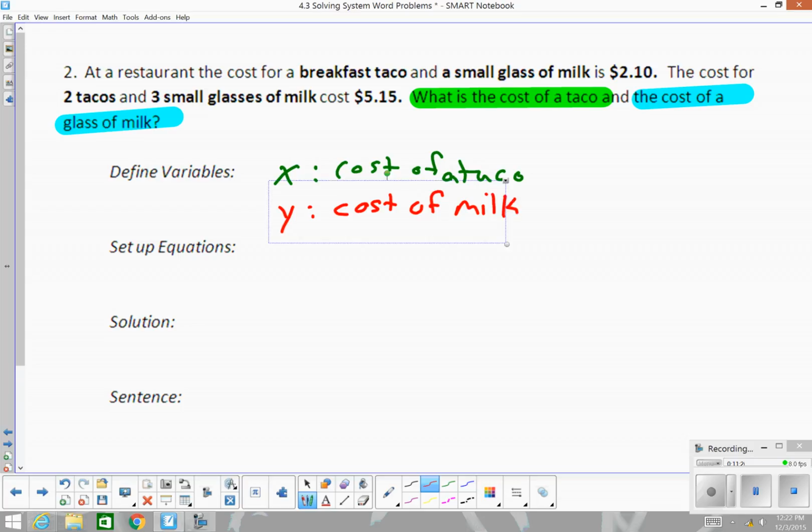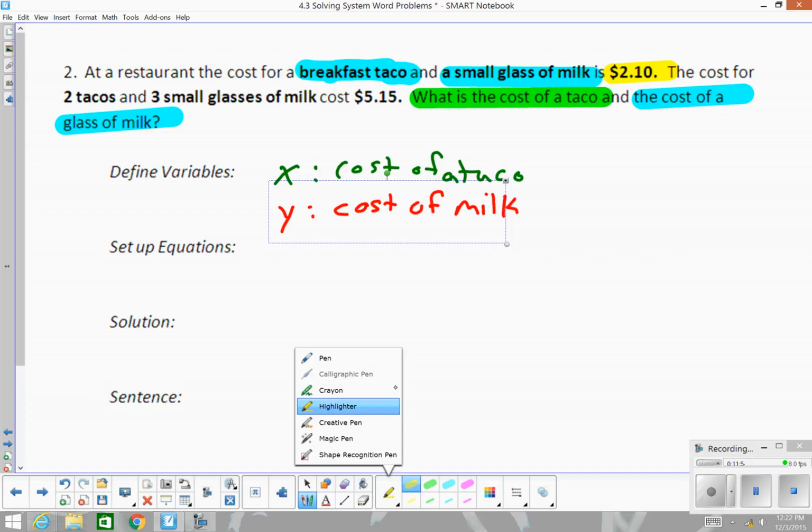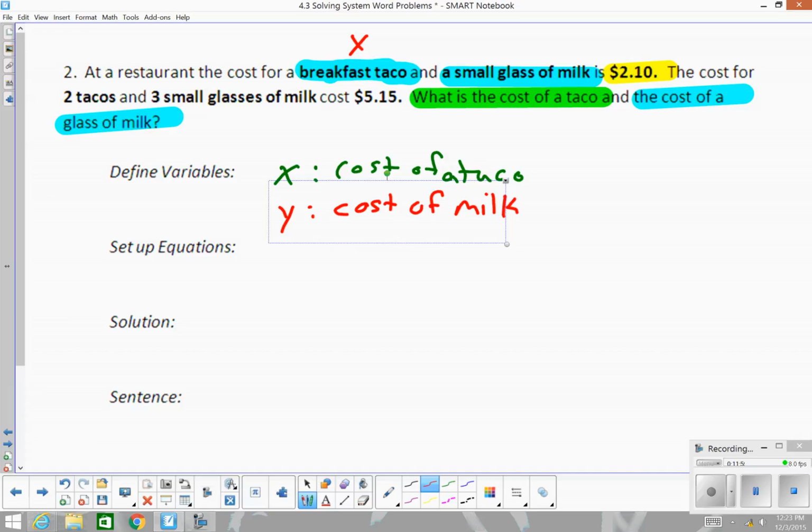Okay, awesome. So now this is going to be a little bit different, but we're going to set our equation up in a similar fashion. So let's go back to the first sentence. That first sentence is going to give us one equation. So it says 1 breakfast taco, or egg breakfast taco, a small glass of milk, is $2.10. So I'm saying 1 breakfast taco, so that's the cost of 1. So I could say that that's going to be x, right? Because the cost is x.